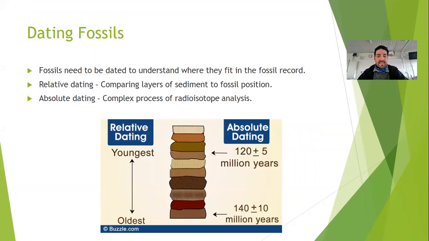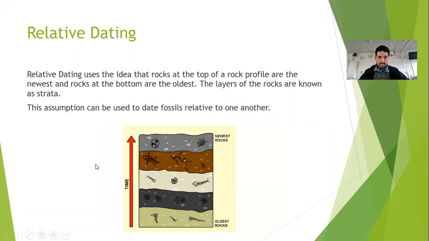So fossils, we need to date them to understand where they fit in our fossil record. And there are two main processes that we use. One is known as relative dating, which is comparing the different layers of sediment or soil to where the fossil is found. And absolute dating is a complex process which gives us a very unique and very absolute date. We're going to cover that in a later video. So here we can see relative dating is a much more simplified version of dating fossils.